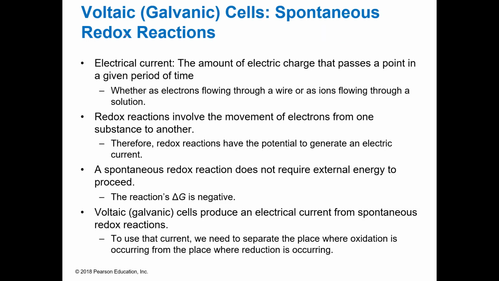So let's define some things. Electric current is the amount of electric charge that passes through a point at a given time. We're looking at flow of electrons through a cross section in a given amount of time. In redox reactions, electrons are released from the substance being oxidized, and electrons go back into a substance that's being reduced. So we have a flow of electrons. We know that delta G for spontaneous reactions has to be negative, and that voltaic or galvanic cells have to be spontaneous. That's just a summary of what we saw in the previous slide.